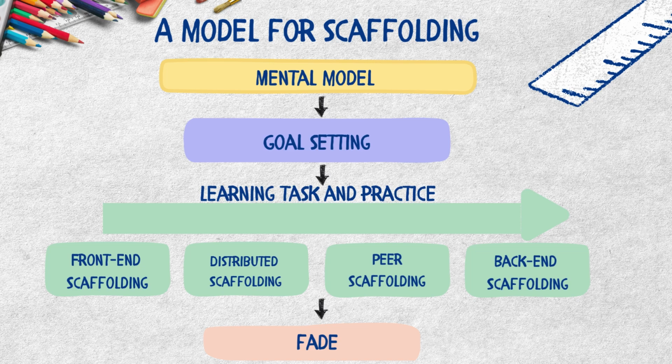Front-end scaffolding refers to providing support and guidance to students before they even begin the core activity. Distributed scaffolding means providing support that is spread out and varied throughout the learning task rather than just at the beginning or end. Peer scaffolding involves students supporting each other's learning during a task. And back-end scaffolding refers to the support provided after students have engaged with or completed a significant portion of the learning activity.